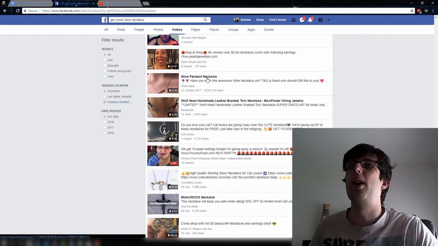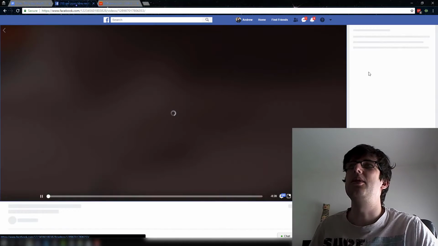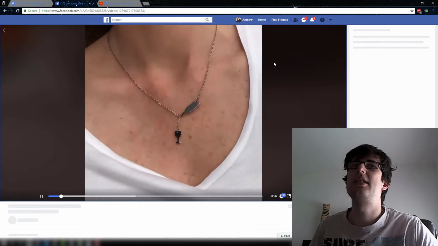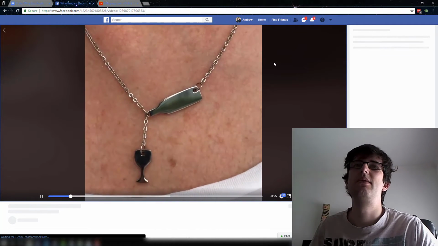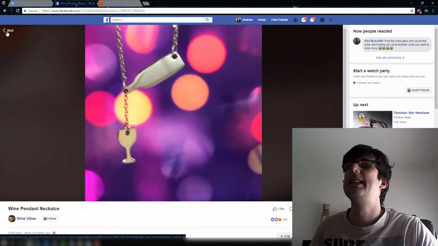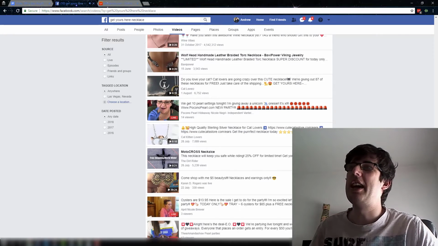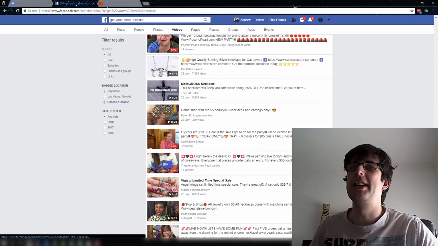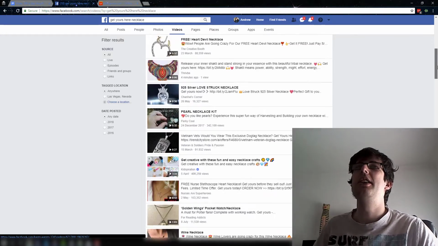Like you can see, look at this, a wine pendant necklace. This was from about a year ago now. That's just how simple that is. And they would have been selling that for quite a decent price, guarantee you.